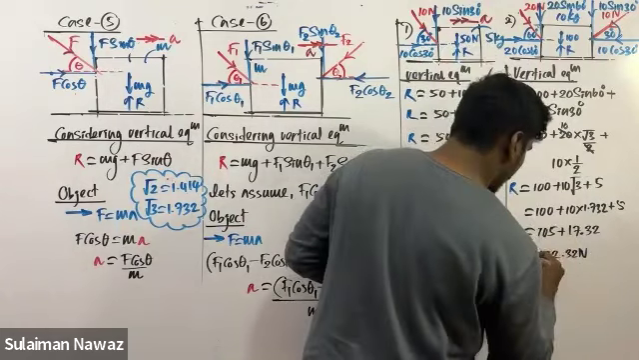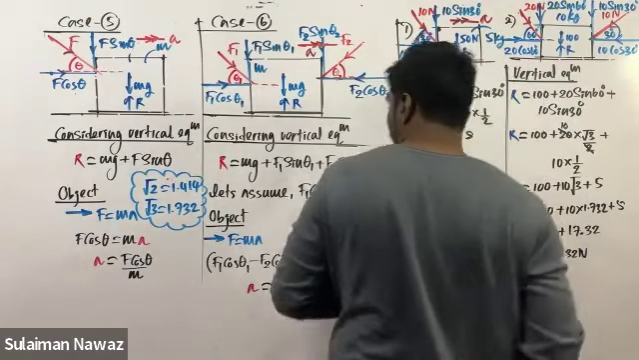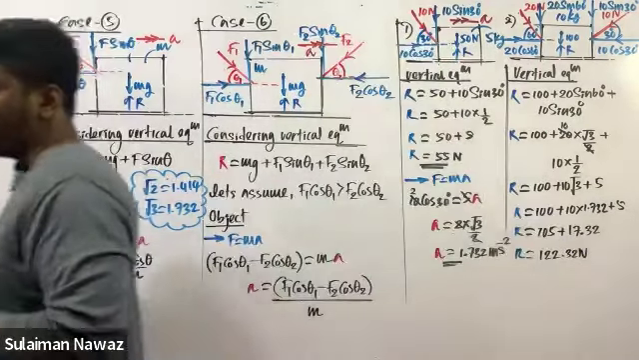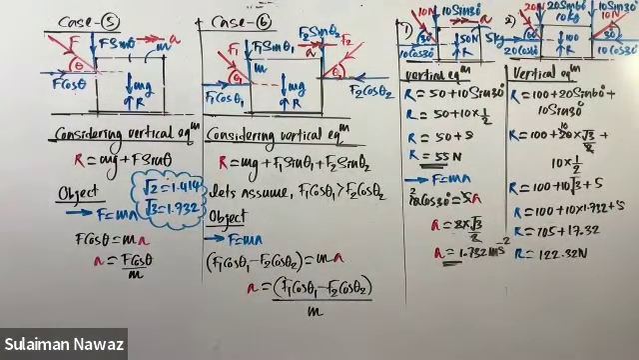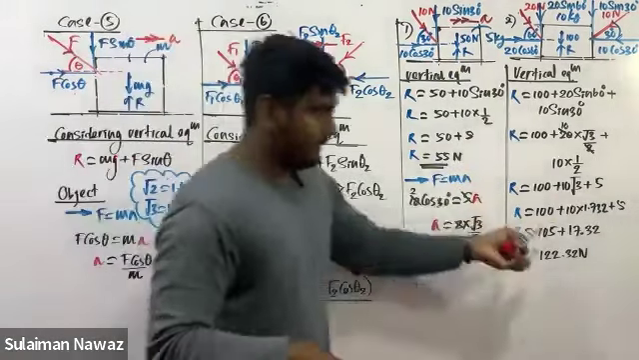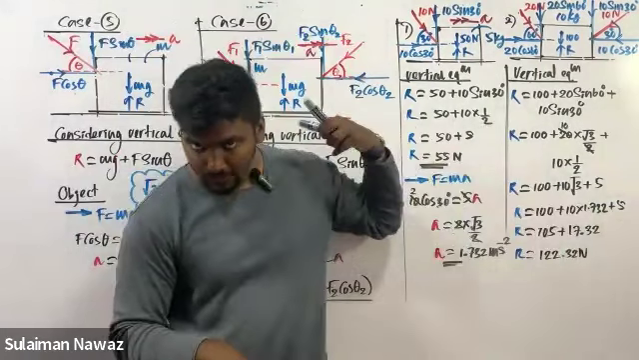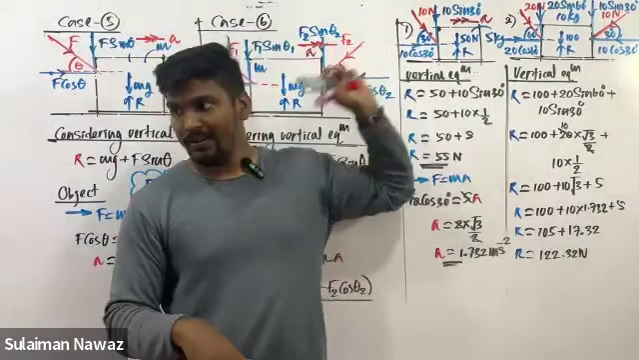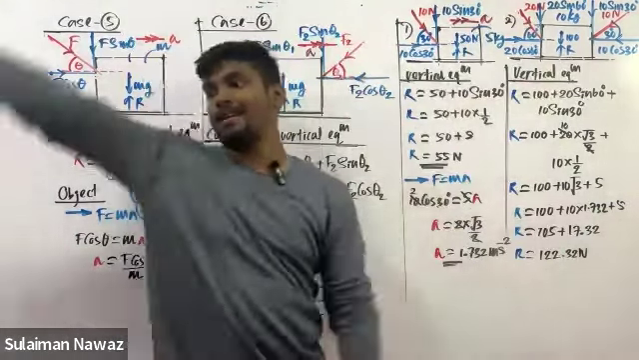Hands up. How many of you got this answer? R as 122.32 newtons. How many of you understood this one? Understood, R is this value. Understood, hands up.